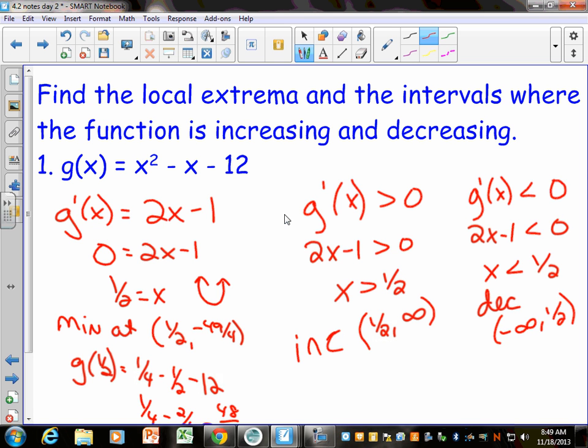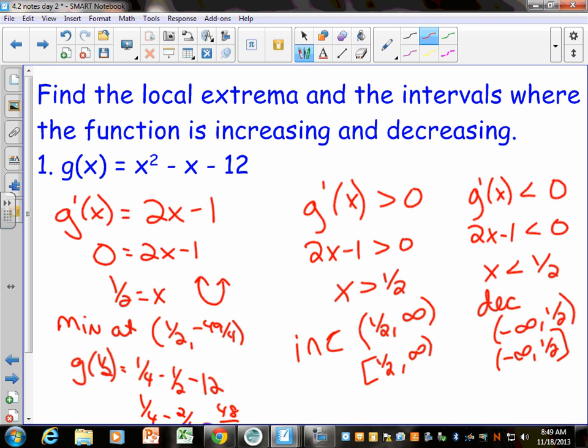Notice I didn't include the 1 half. There's this whole big debate in the calculus world of, do you include the point where it changes from increasing to decreasing, or do you not include the point? The answer is, it really doesn't matter. On the AP test, they would count either one. You could say it's increasing from 1 half to infinity, including it, and they would count that right, as they would if you just put parentheses around it.